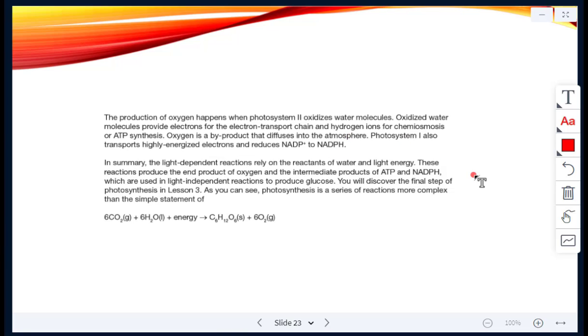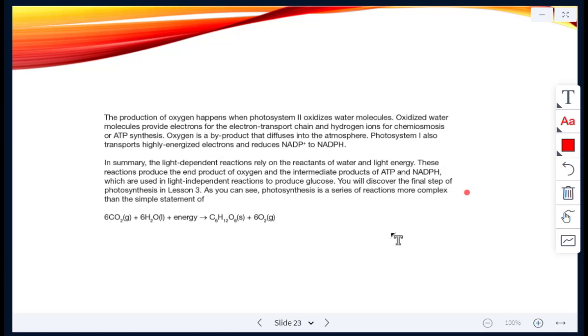So the light-dependent reactions rely on the reactions of water and light energy. These reactions produce the end product of oxygen and the intermediate products, ATP and NADPH. These will then be used in the light-independent reactions to produce glucose. All right, so we will look at that in the next lesson.